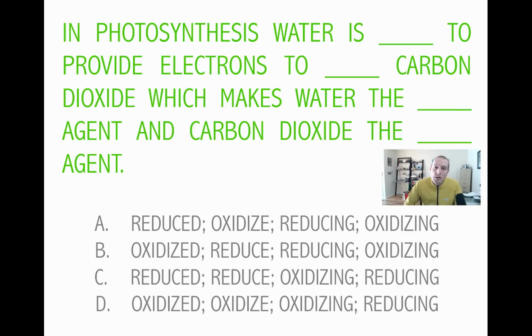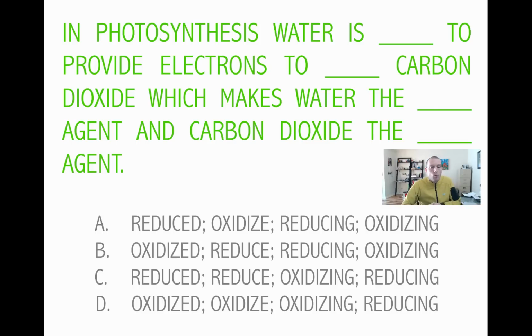So in photosynthesis, water is blank to provide electrons to blank carbon dioxide, which makes water the blank agent and carbon dioxide the blank agent. Let's fill in the words. In photosynthesis, water is doing what to provide? So it's providing electrons. If water is giving electrons, providing electrons, then what is it doing?